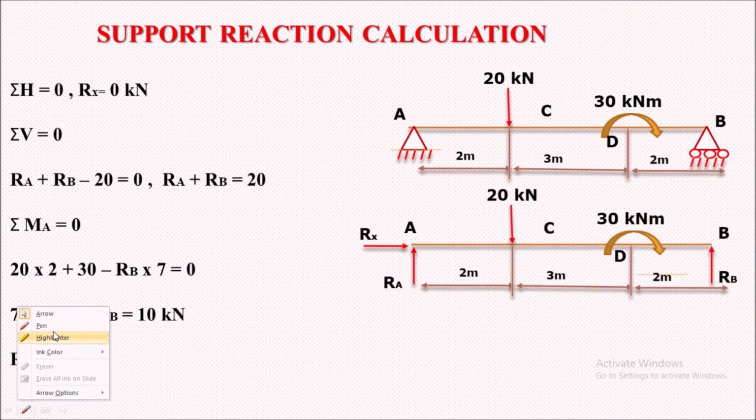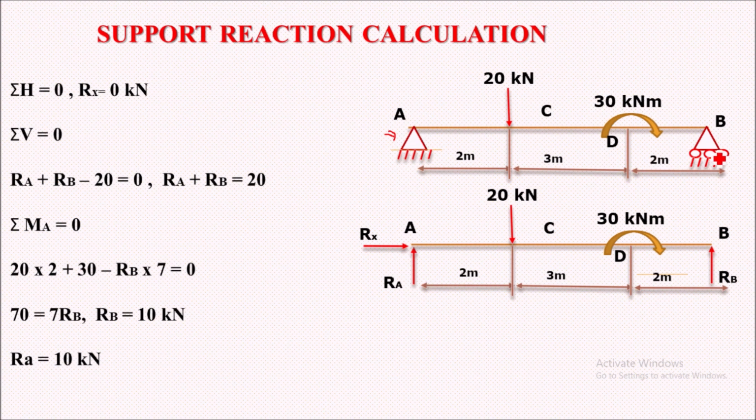Here you can see the diagram of the beam. A beam of length AB is there, of distance 7 meter. At one end we have a hinge support and at the other end we have a roller support. The hinge support can resist forces acting in any direction, so it is generally replaced by two reactions: one vertical reaction RA and a horizontal reaction RX.